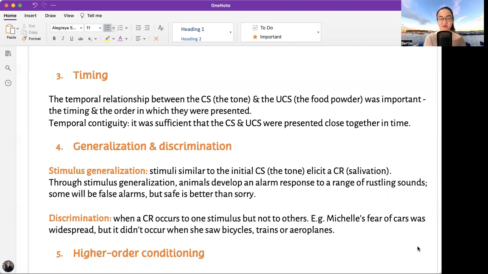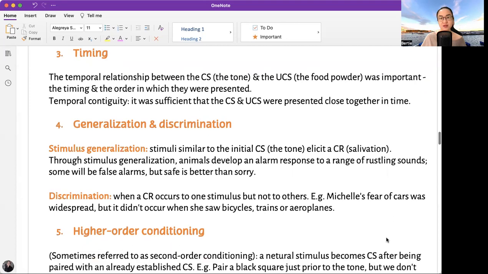Generalization and discrimination. Stimulus generalization. Stimuli similar to the initial CS, the tone, elicit a CR, salivation. Through stimulus generalization, animals develop an alarm response to a range of rustling sounds. Some will be false alarms, but safe is better than sorry.